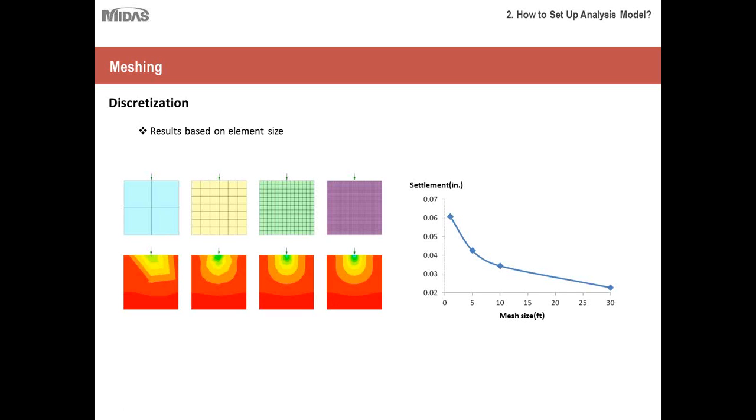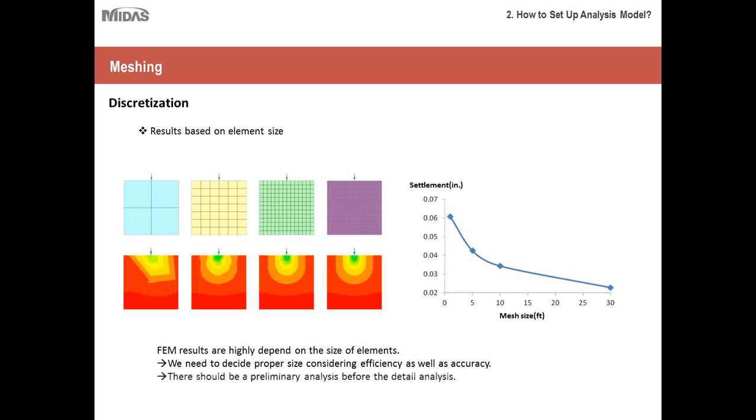Because if you go with extremely fine meshing, it will be a very bulky model file and it will take a really long time to run. And at the end, the results will not improve significantly. So you would have invested more time for getting similar quality of results. So FEM results are highly dependent on the size of the element, and we need to decide proper size considering the efficiency as well as accuracy.